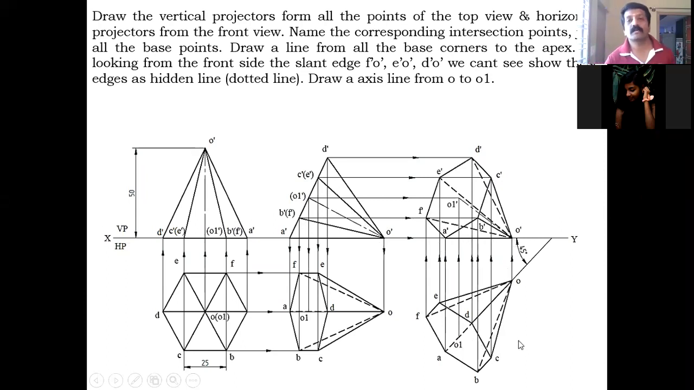So now also, in this case also, after identifying all the points, you are looking from here.